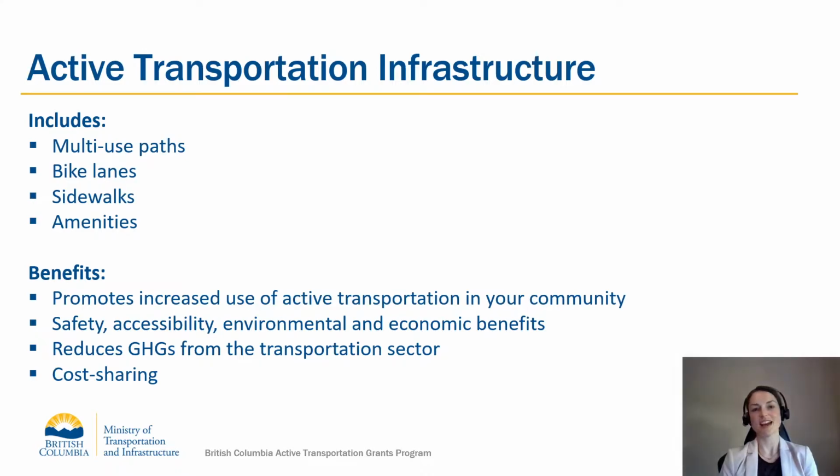As you know, active transportation is the term we use for all human-powered transportation. That includes e-bikes, regular bikes, walking, and wheeling. Active transportation infrastructure is publicly accessible structures and areas that support these modes of transportation. This can include multi-use paths, separated bike lanes and sidewalks, pedestrian overpasses, and other amenities such as secure bike parking.